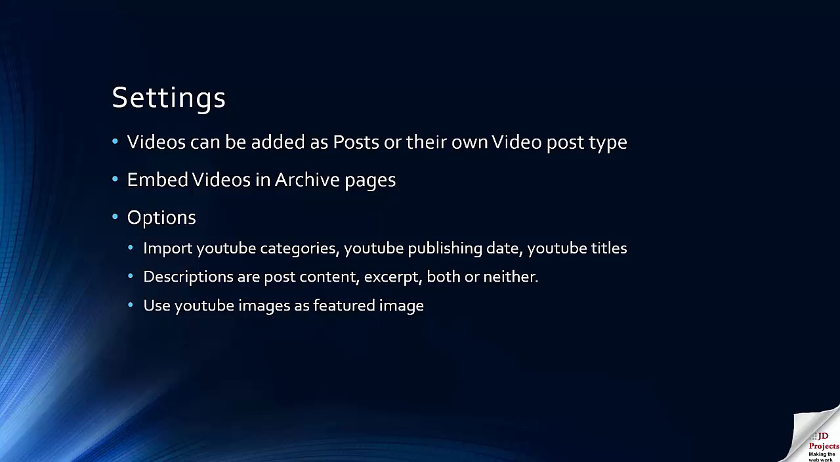In the settings, we can set up a few things in advance. Videos can be added as posts or their own video post type. We can embed videos so they appear in archive pages. We can import the video categories, although video categories in YouTube don't seem to be that good in a lot of cases. We can pull in the YouTube publishing date, which I find very useful, YouTube titles, descriptions as post content or as the excerpt content, both of those or either of those, and you can also grab the YouTube images to be your featured image.